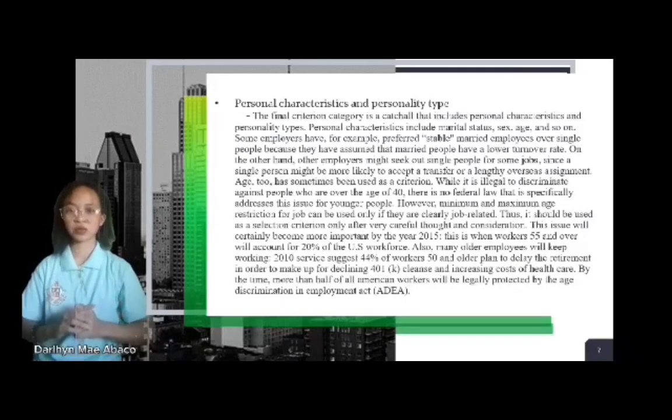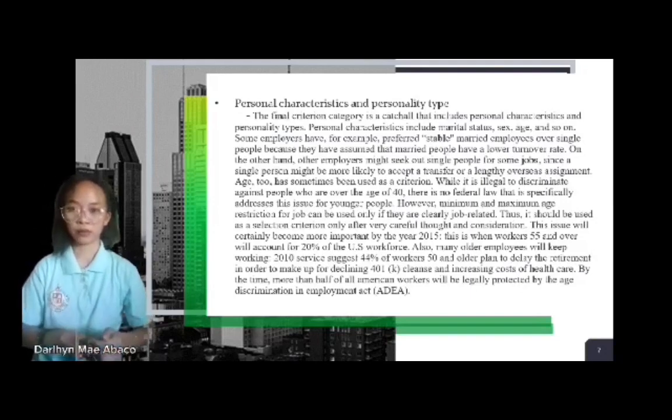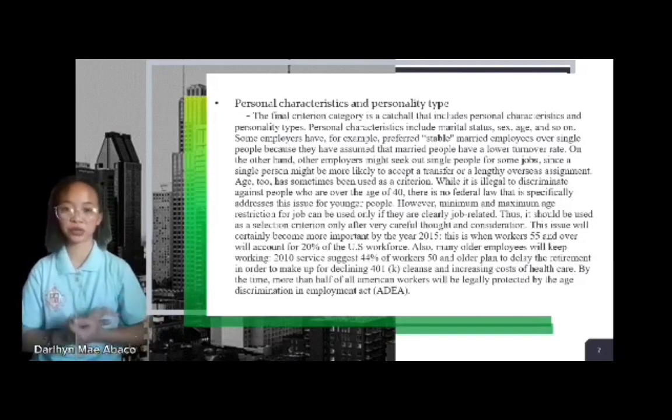Once na matanggap ka sa work na ina-applyan mo, dapat maging maayos pakikitungo mo or pakikisama mo sa mga kasama mo sa trabaho. Know how to respect your coworkers.